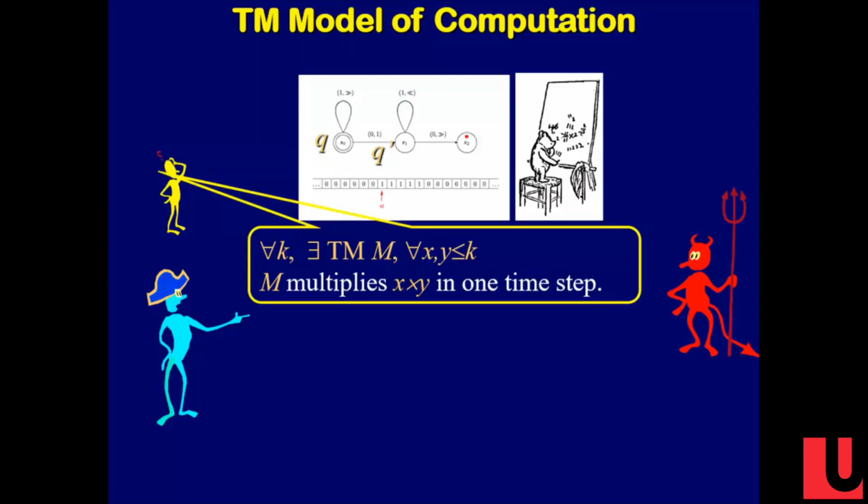I need to remember the y. There are k values for y. And then we do table lookup, and we know the answer. So for every k, there's a Turing machine that has k squared states, and it can multiply numbers that are bounded by k. Is everybody getting that?